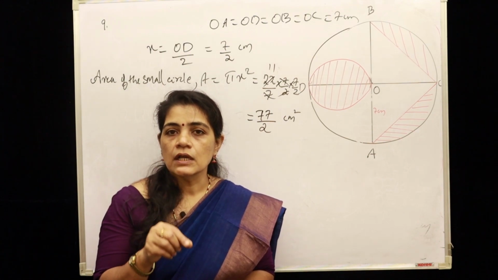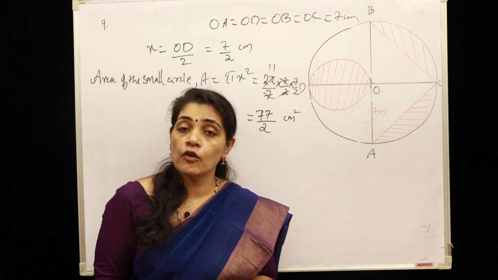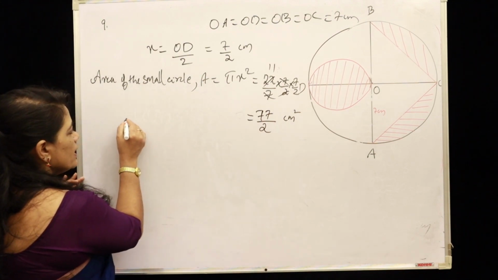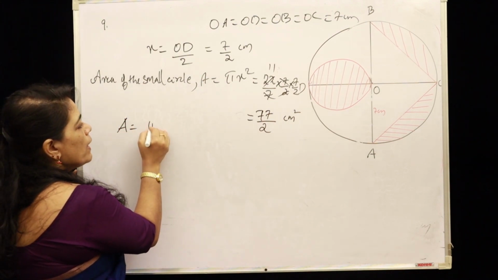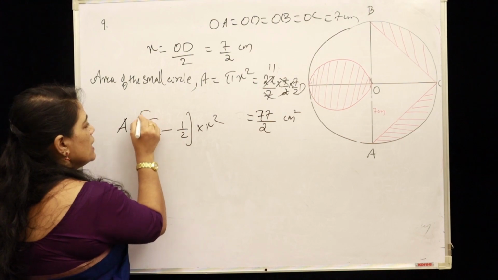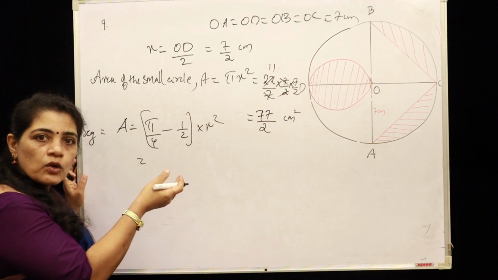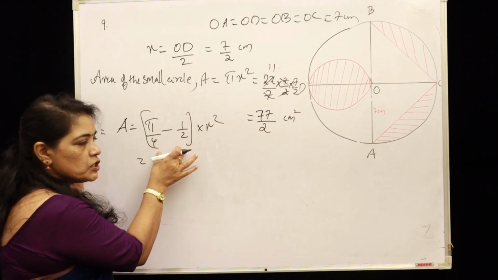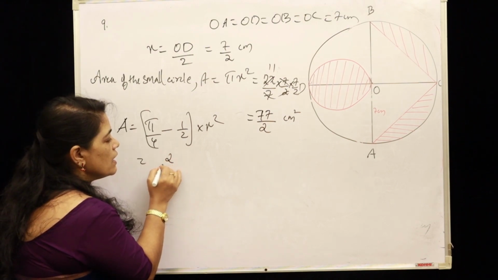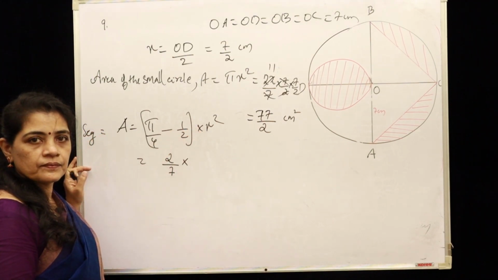That means we can use the formula to get the area of the segment for 90 degree, that is pi by 4 minus 1 by 2 into r square. Here the formula is area of the segment equals pi by 4 minus 1 by 2 into r square. I already told in that video, after substituting pi as 22 by 7, you can reach this single number, 2 by 7 into radius square.